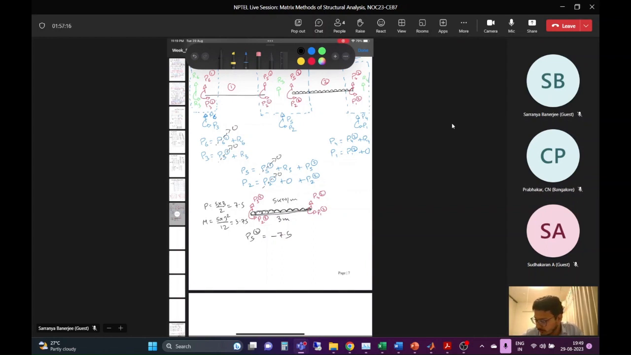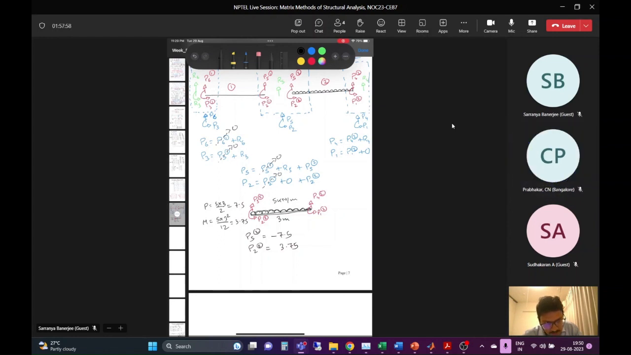Mr. Sudhakaran, we agree, right? Yes, I understand. And P2 of 2 would be plus or minus 3.75? I got plus. Why plus? It is clockwise, so minus. No, for P2 of 2, we see the direction of the load in this picture, right? With respect to that, it is minus 3.75. It will be in the other direction.